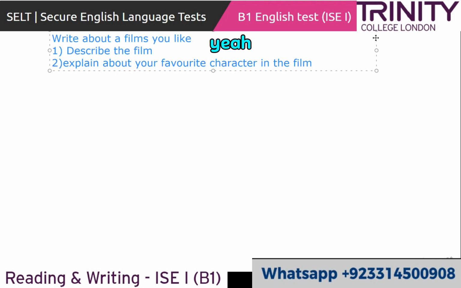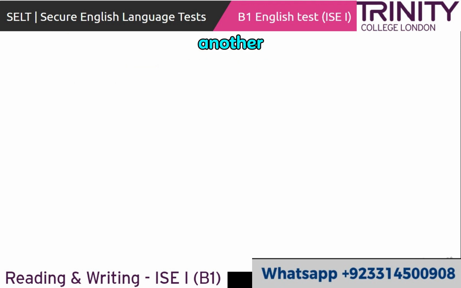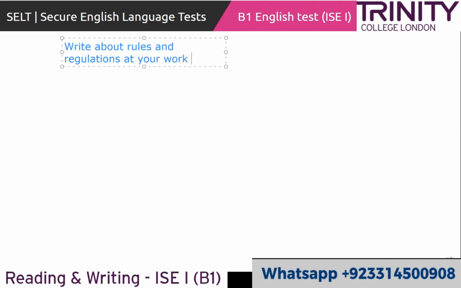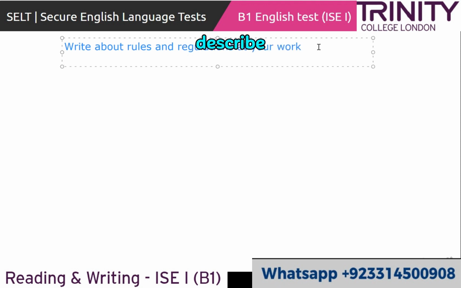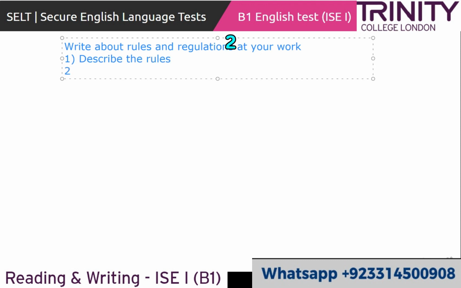All right? Yeah. Now, moving on to the next part. Another question that appeared recently. Write about rules and regulations at your work. Now, point 1 was describe the rules. Point 1 is always like this, describe it. Describe the rules. 2, explain why these rules are needed.